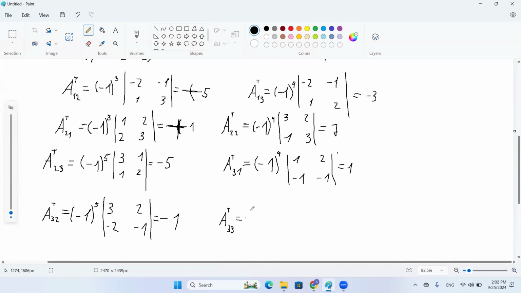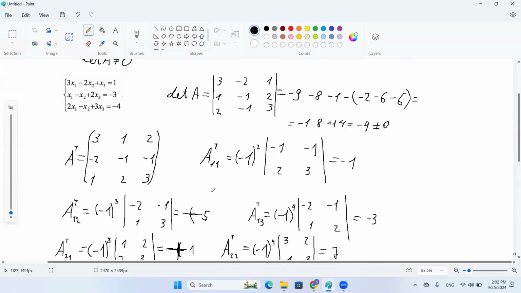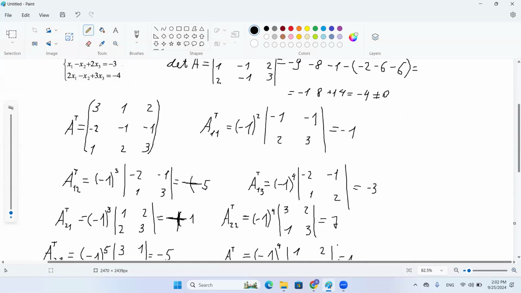Minus 1 in the power of 6. And first column is 3, minus 2. And second 1, minus 1. I will just do it this way. More accurately.